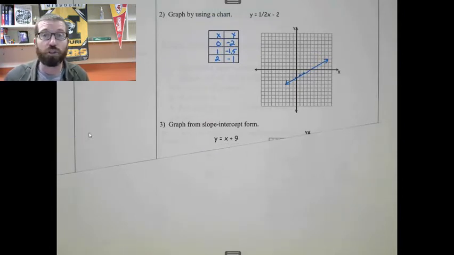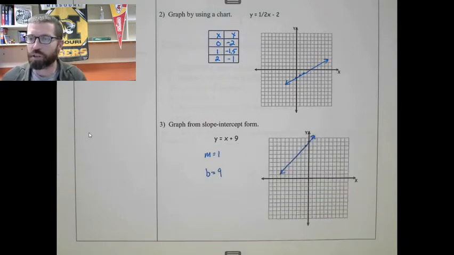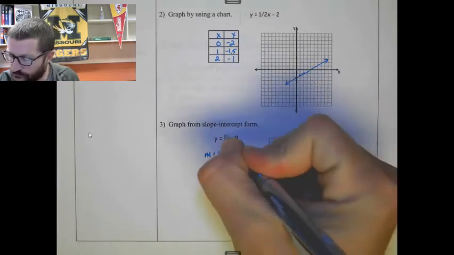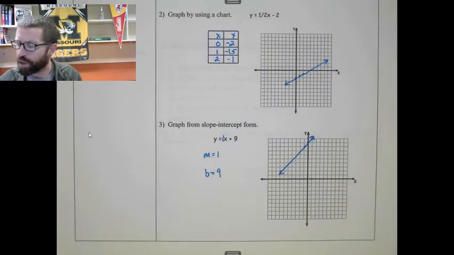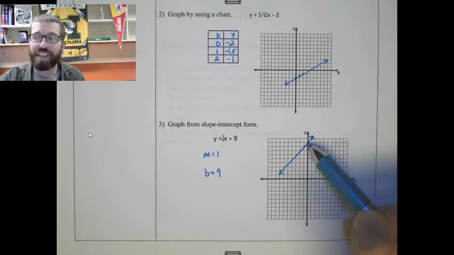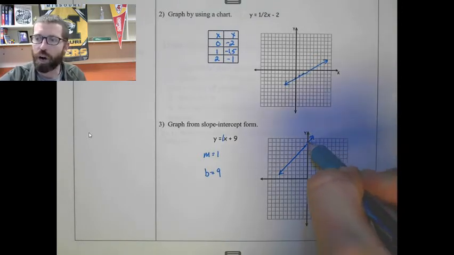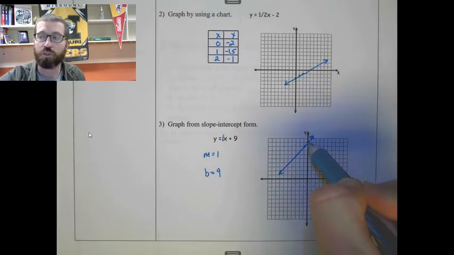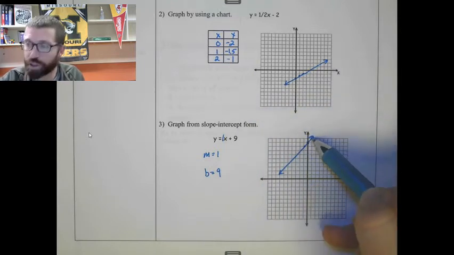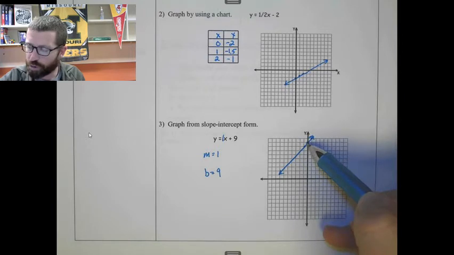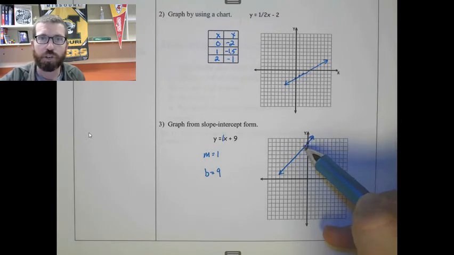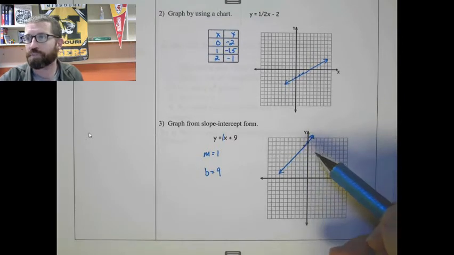Here, this line has a slope of 1 and a y-intercept of 9. The 1 is the m in front of the x. And so you can go to the y-intercept, and that's your starting point when you graph, or your initial point, and then count up 1 over 1 because the slope is 1. So you count up 1, right 1, or you could also start at the y-intercept and count down 1 and left 1 because those two negatives are also positive.